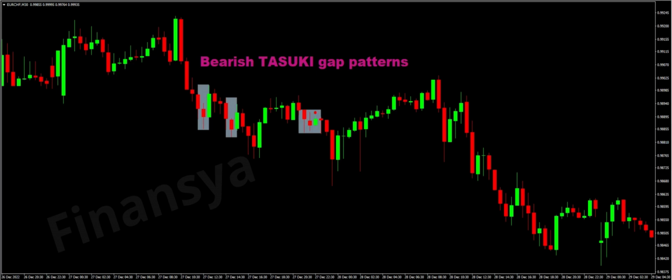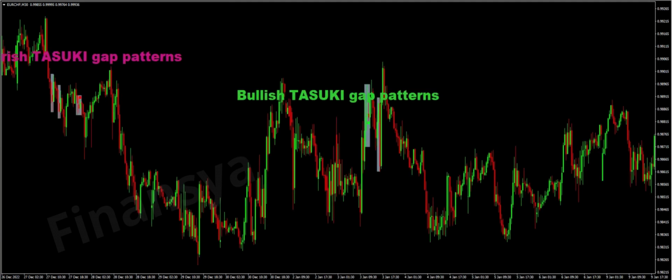Today, we will discuss everything you need to know about the bearish and bullish Tasuki Gap Pattern in MetaTrader and also in TradingView charts.